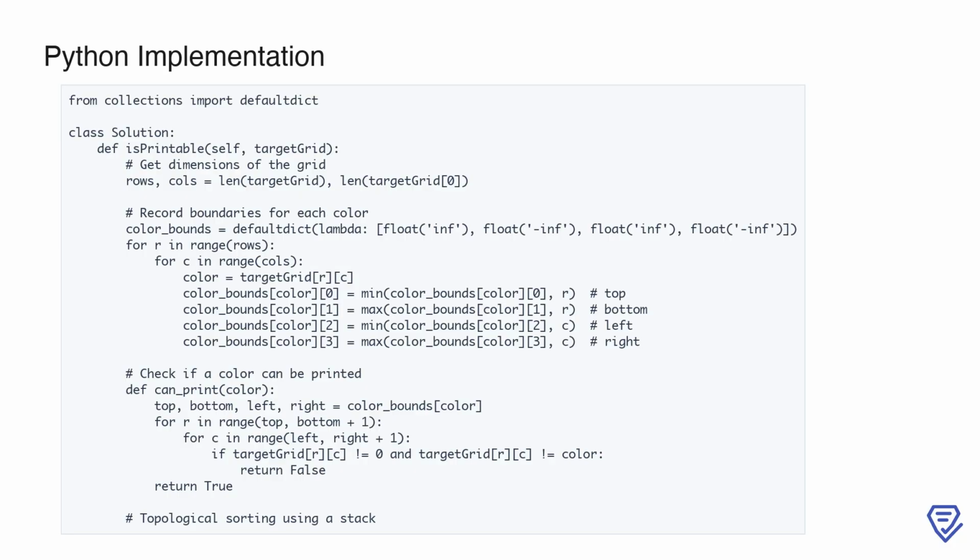After that, we define a helper function, can_print, to determine whether a specific color can be printed. It retrieves the boundaries for the color and iterates over all cells within that rectangle. If any cell contains a non-zero value that isn't the same color, printing is not possible. Otherwise, it returns true, indicating that the rectangle can be cleared.